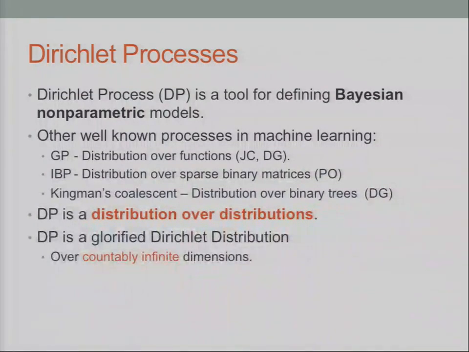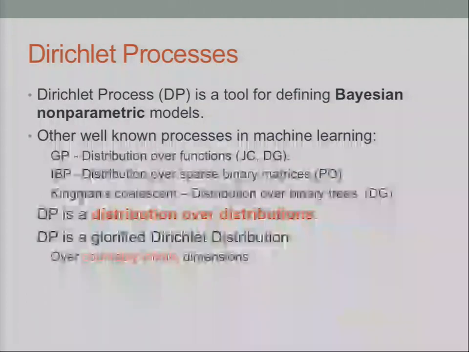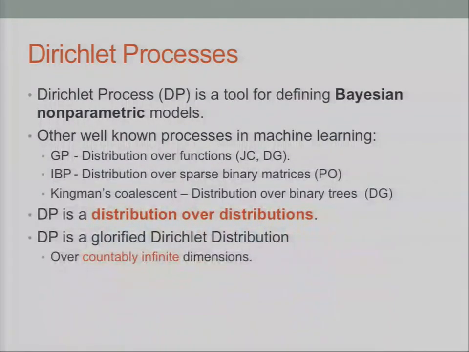As Peter was talking about, the Dirichlet process is a tool for defining Bayesian nonparametric models. There are other well-known processes in machine learning for defining Bayesian nonparametric models, like Gaussian processes, which we'll be talking about tomorrow, the Indian buffet process, which Peter talked about, and Kingman's coalescent, which I talked about yesterday. But the focus now is on Dirichlet processes. The Dirichlet process is a distribution over distributions, which you can use to represent your uncertainty about the parametric form of the distribution that you want to use in your model.